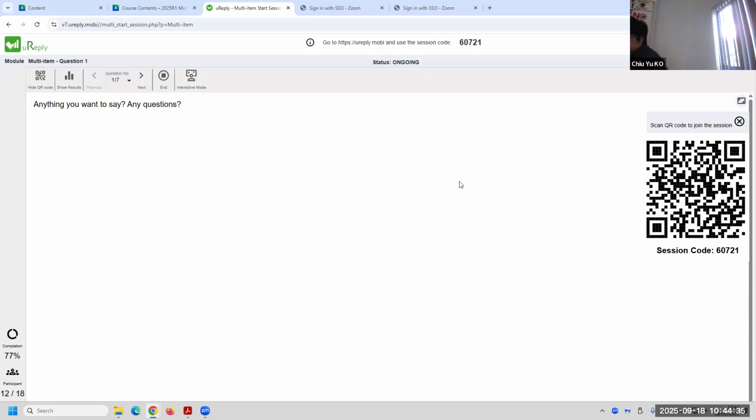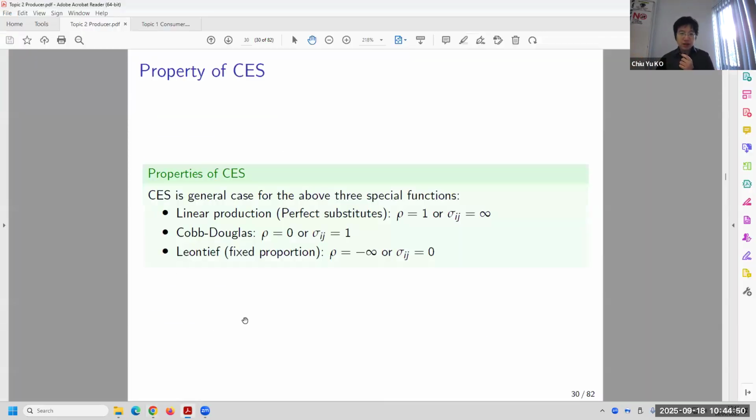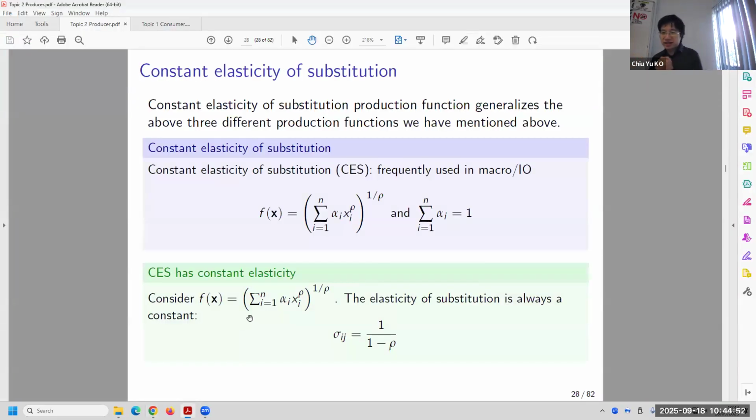So let's resume and see how your replies are going. Am I going too fast or too slow? The question is about the difference between the elasticity of substitution and CES. Okay, so the first question is there. CES is just saying that the elasticity of substitution is constant no matter where you are.